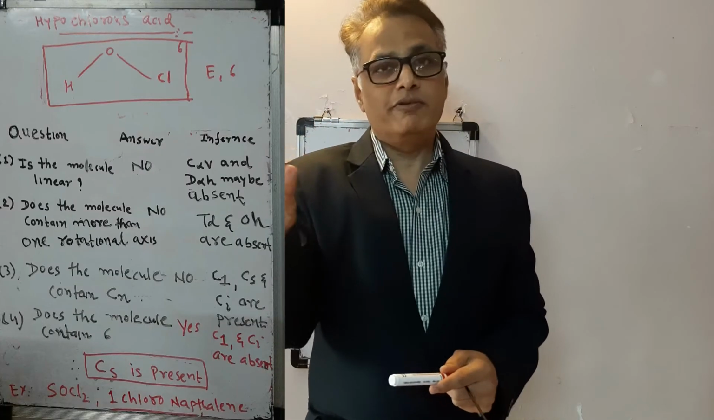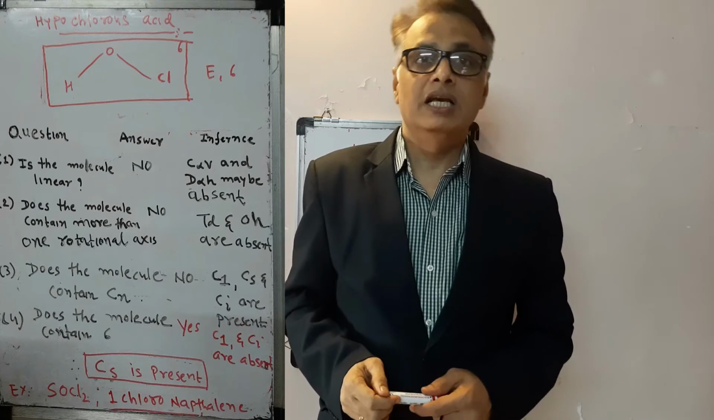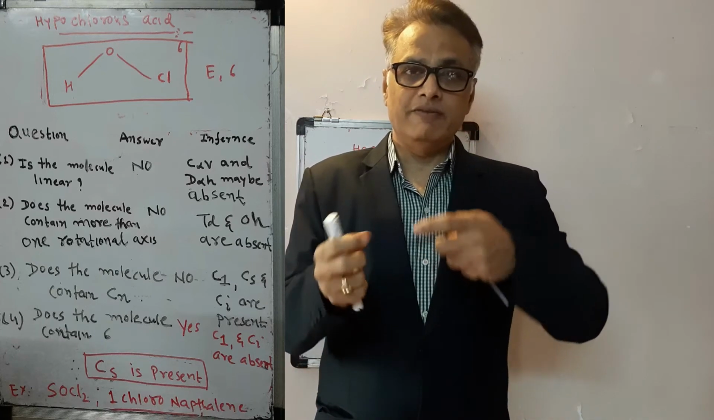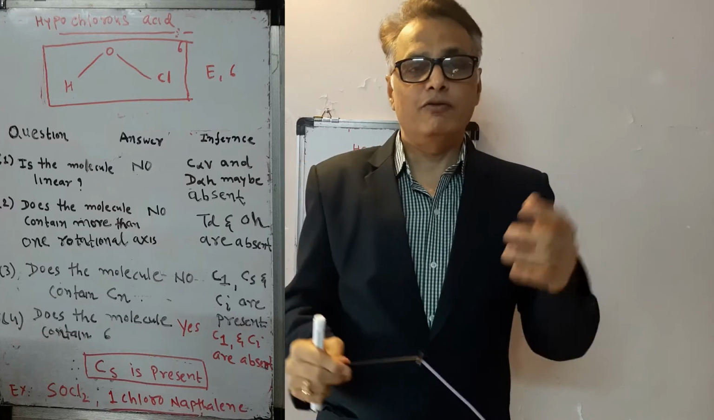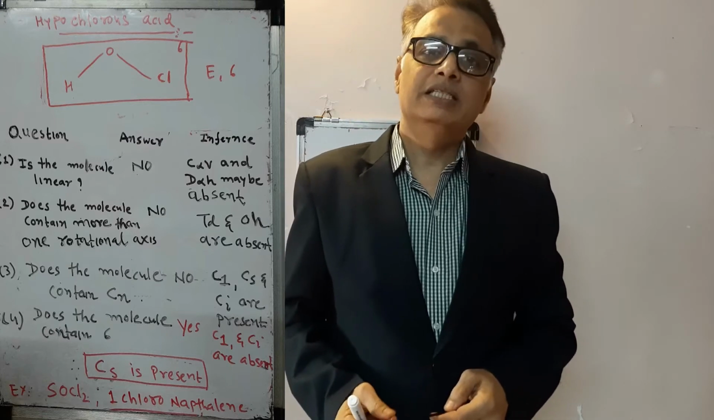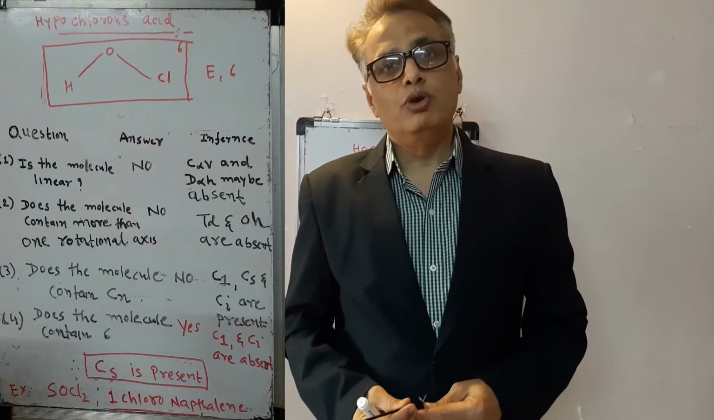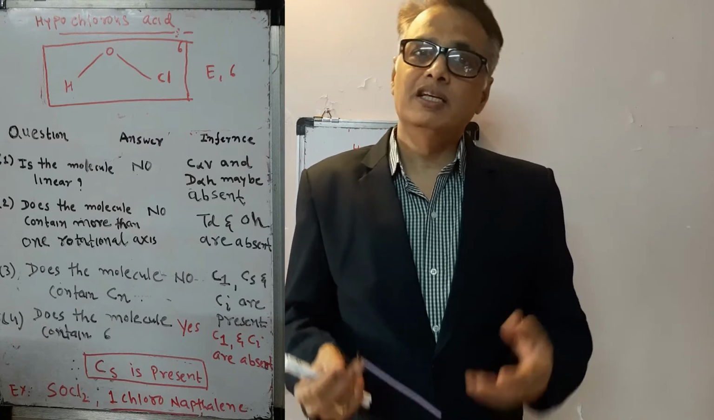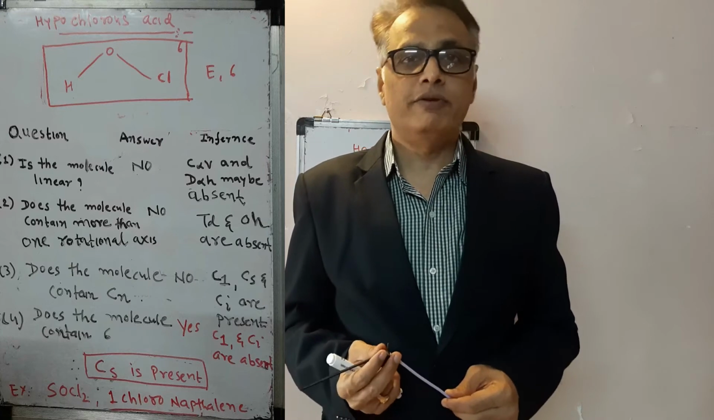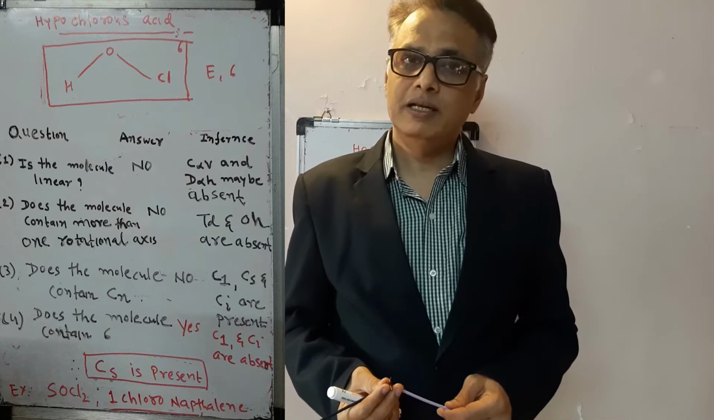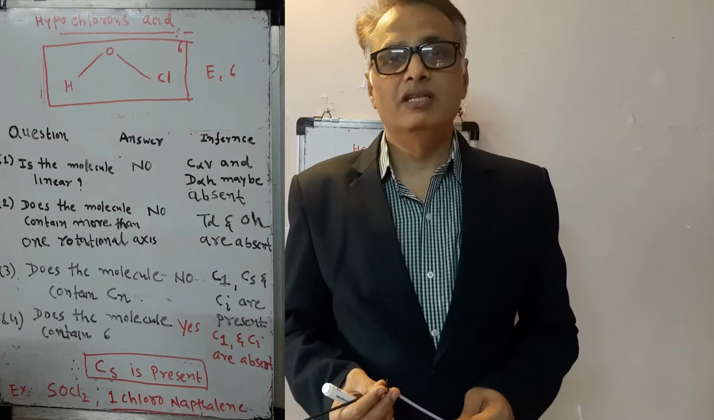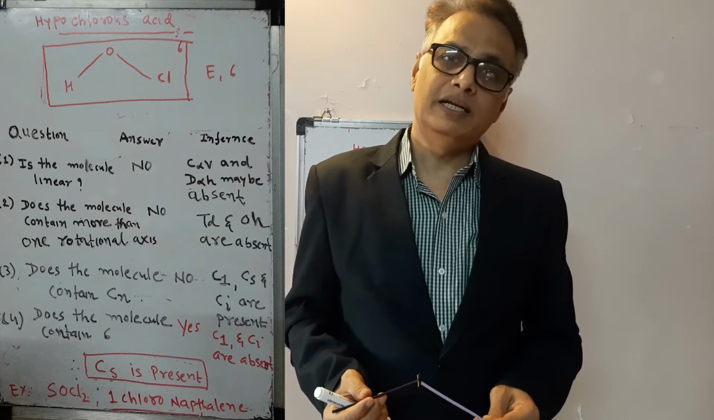We have to make 3 columns: question, answer, inference. First question we are going to ask: is the molecule linear? Answer is no, because it is having an angular structure, and therefore we can say that C infinity V and D infinity H are absent. Second question we are going to ask: does the molecule contain more than one rotational axis? It doesn't contain a proper rotation axis, so we can say that answer is no. That means tetrahedral and octahedral are absent. Does the molecule contain a CN axis? Answer is no. That means C1, CS and Ci are present.